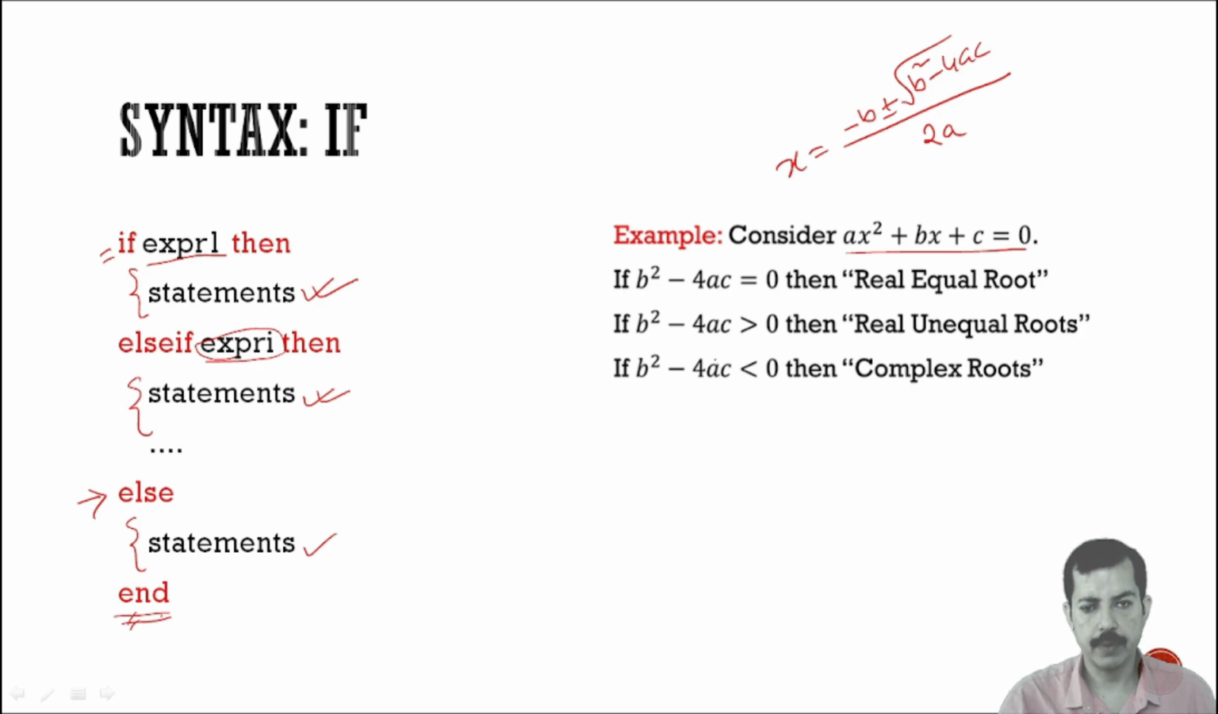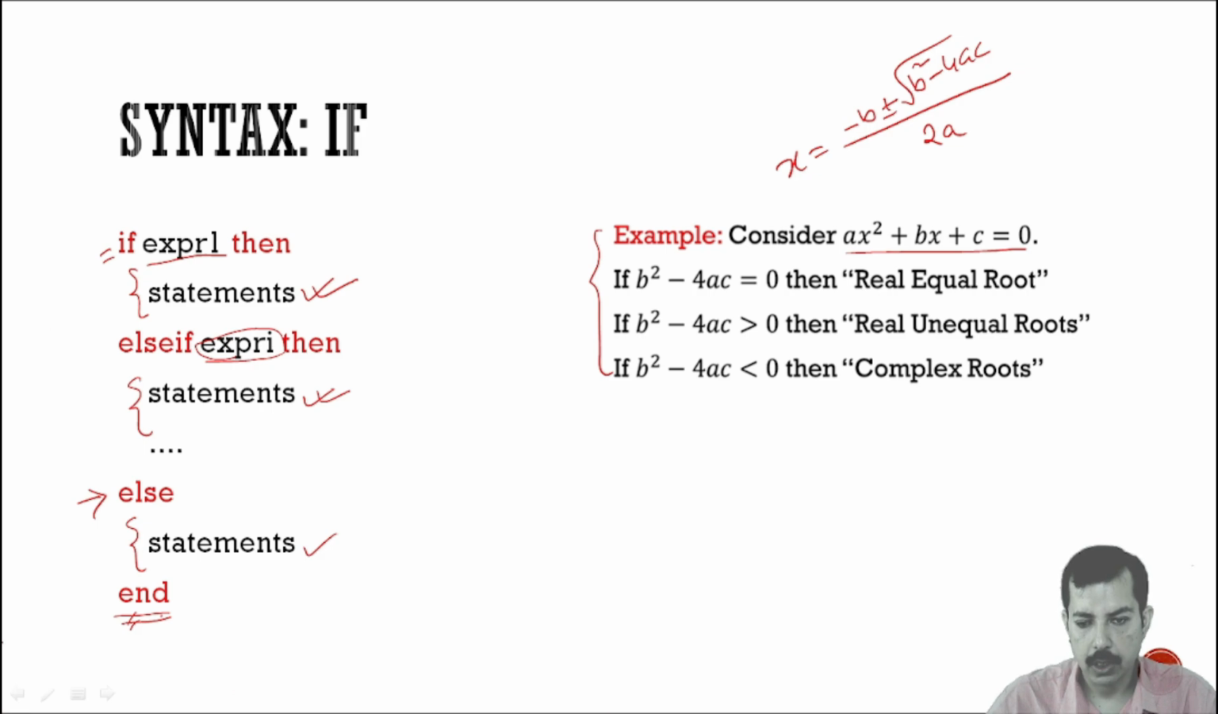First, if b square minus 4ac equals 0, we have to print that it has real and equal roots. Now if b square minus 4ac is positive, then it has real and unequal roots, and if b square minus 4ac is less than 0, then we get complex roots. Suppose we have to write the code for this example.